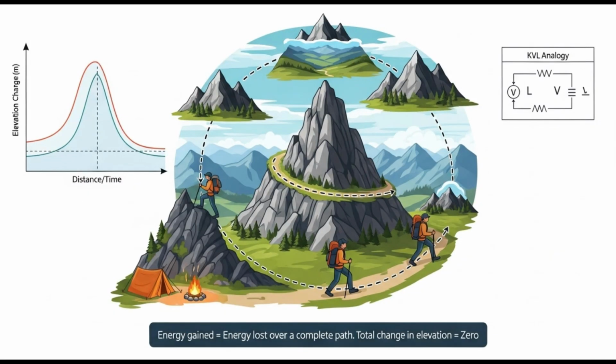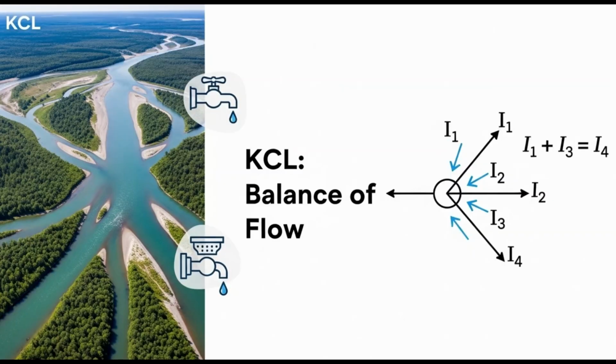Now imagine hiking around a mountain and returning to your starting point. You may climb uphill and then descend downhill, but after completing the full loop, your total change in elevation is zero. This is similar to KVL because energy gained and lost balances over a complete path. These analogies help transform abstract equations into intuitive concepts. KCL describes balance of flow, while KVL describes balance of energy.